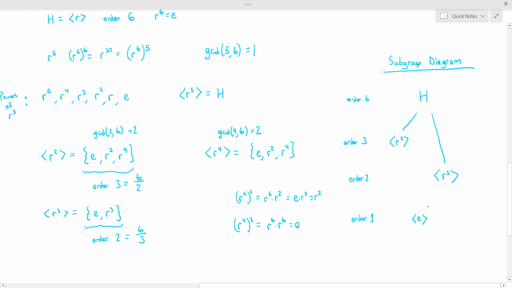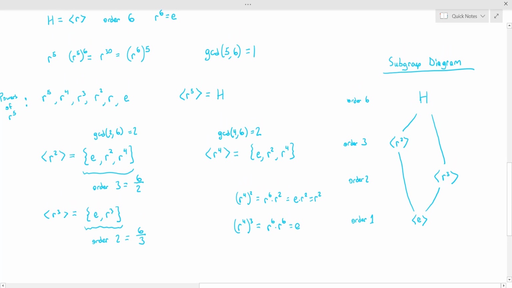And the identity is a subgroup of every group, so it's a subgroup of this group as well as a subgroup of this group over here. Okay. So this is what a subgroup diagram looks like. You might be drawing a few of these in this class.